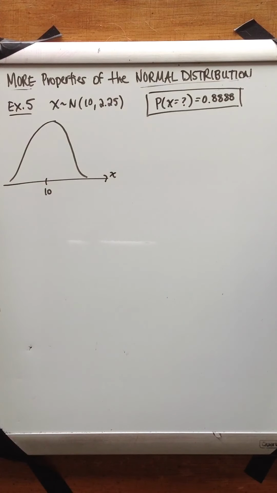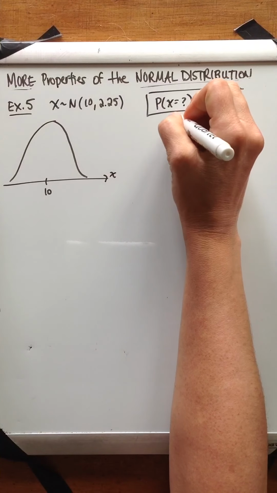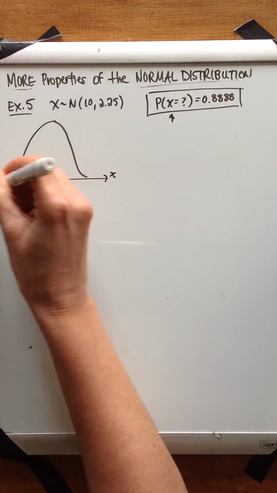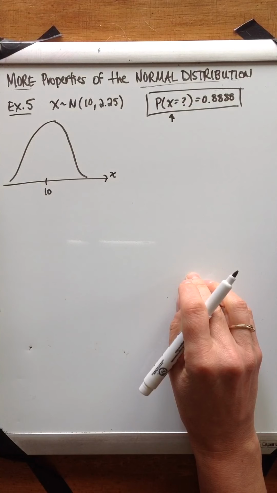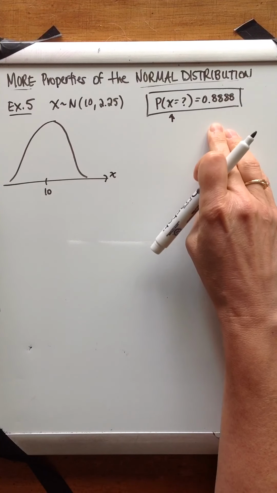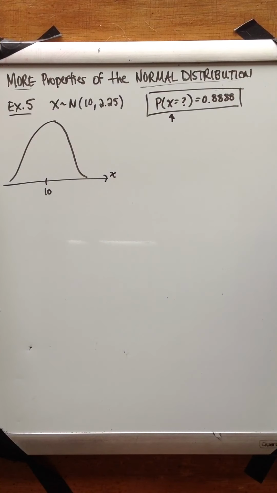In this video, we'd also like to explore how our Z-slash-probability table and also our electronic means of Google Sheets can be used to solve for different aspects of normal distribution curves. So this time, in example 5, we're going to be asked to find the value of x along this axis that is going to result in having a probability of 0.8888.